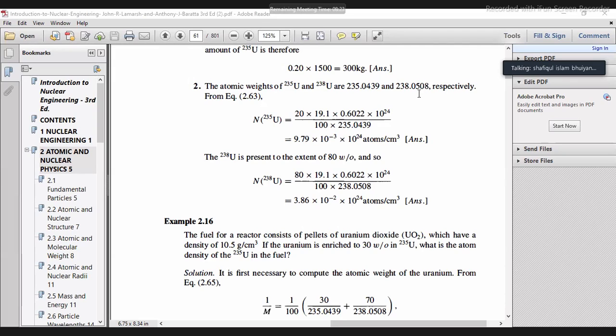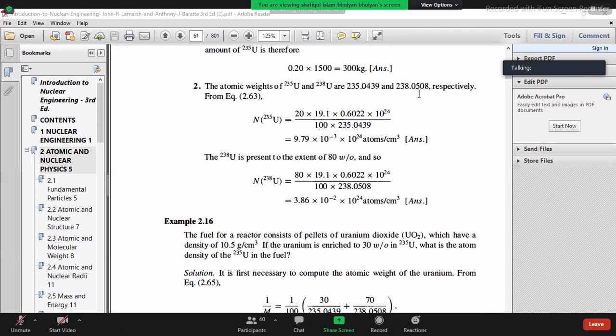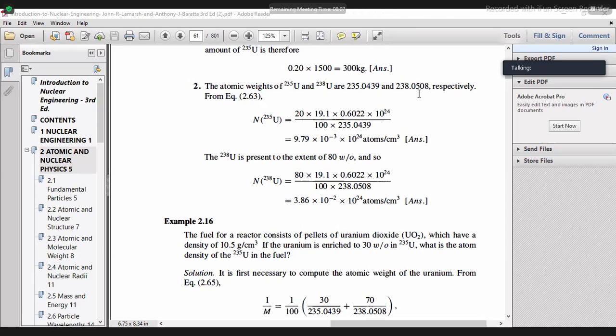You add it together, then from this you will get M equals 237.141. Okay, this is step 1.